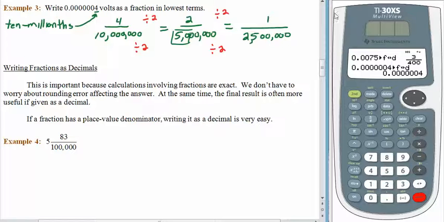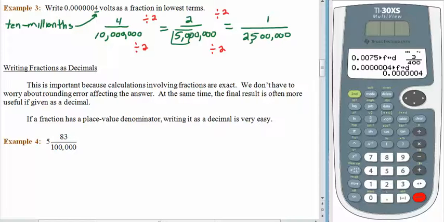Okay, so let's go the other direction. Let's write a fraction as a decimal. We already talked about why we would want to do this. If we're being careful and conscientious about our calculations, we're working with fractions to begin with, but then we're going to pass our results on to people who may prefer to have them in decimals.